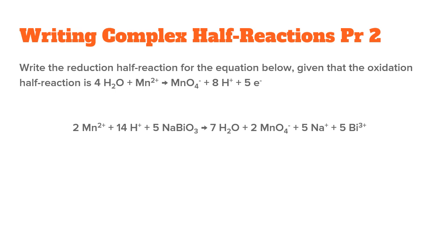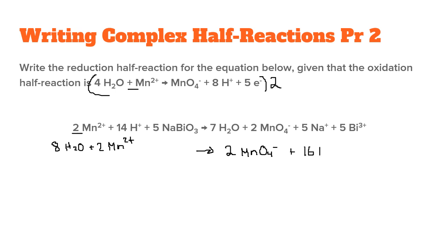Now for your second example, again, we need to double the half reaction that's given so that we have 2 manganese ions instead of only 1. So we'll double that, and that leaves us with 8 water molecules and 2 manganese ions on the reactant side, and on the product side, 2 permanganate ions. Double that gives us 16 H plus ions and 10 electrons.